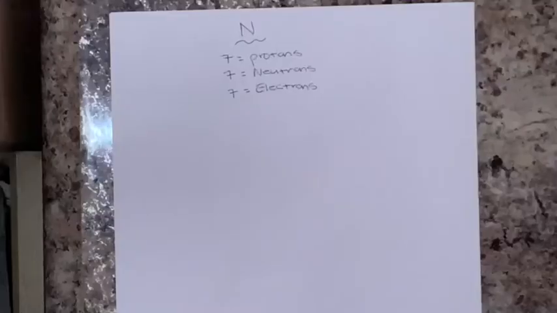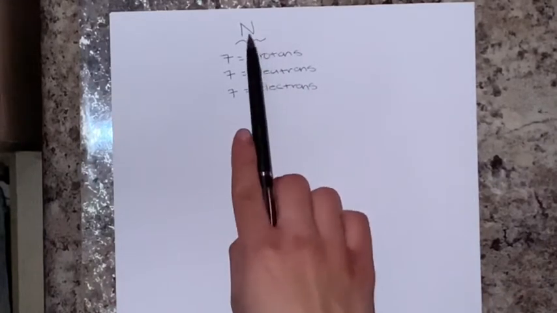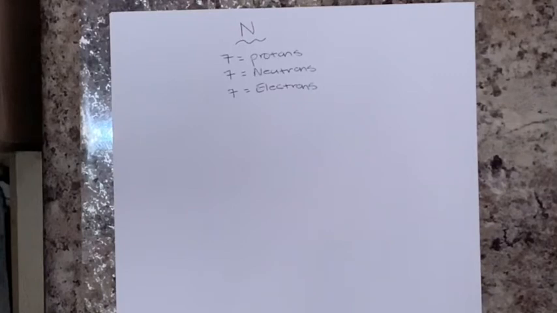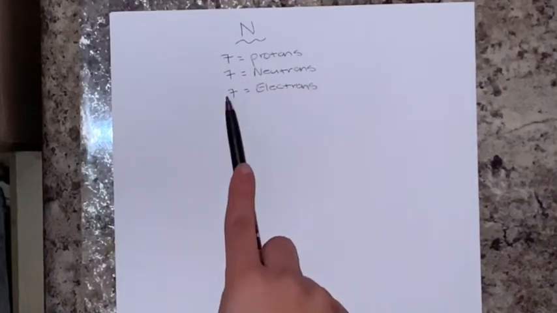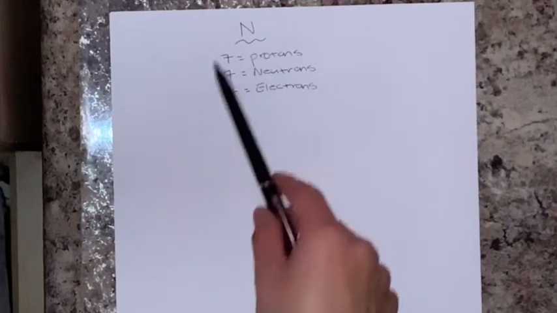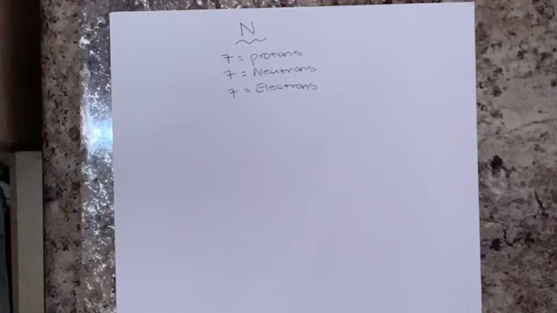For our second example of Bohr's orbital diagram, we have another neutral atom, and this neutral atom is nitrogen. And so we have nitrogen, and nitrogen has 7 protons, 7 neutrons, and 7 electrons. And so the number of protons and electrons are the same because it is a neutral atom, like I previously stated.